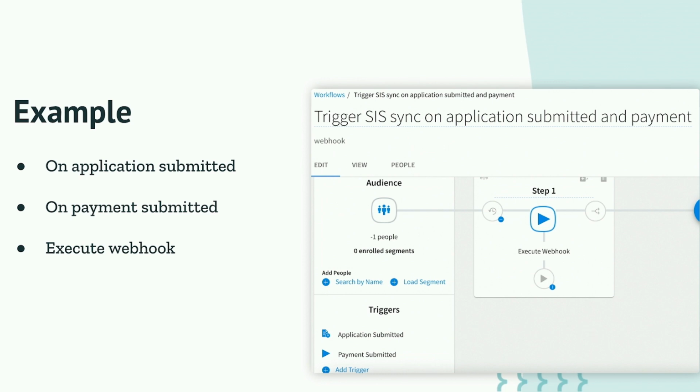So here's an example how this looks in workflows. You set up a trigger, the events of interest that you want, and on the step, you have the execute webhook action, which is configured pointing to the webhook.